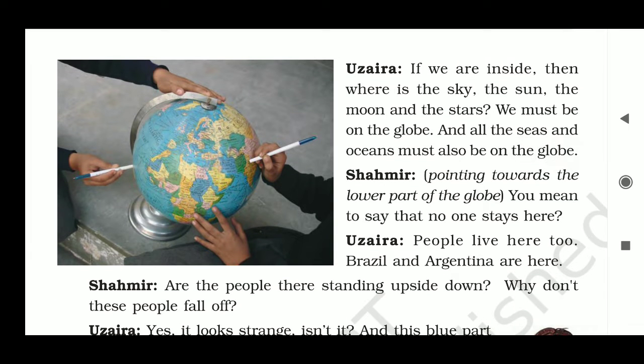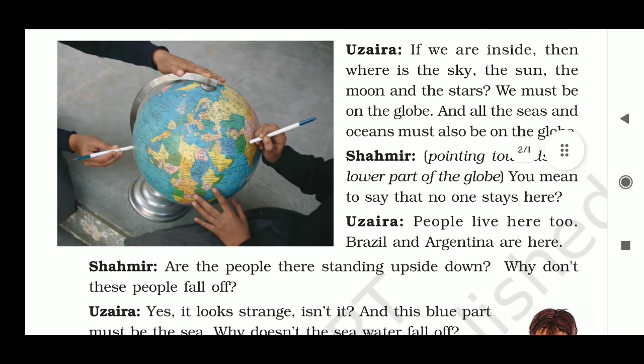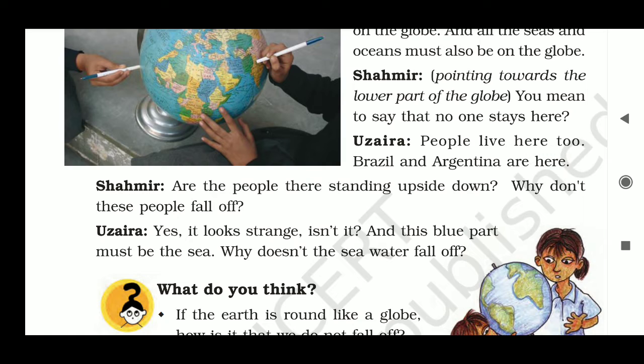Uzaira: If we are inside, then where are the sky, the sun, the moon and the stars? We must be on the globe. And all the seas and oceans must also be on the globe. Shamir, pointing towards the lower part of the globe: You mean to say that no one stays here? Uzaira: People live here too. Brazil and Argentina are here. So along with the animals, the seas, oceans and mountains, people also live.